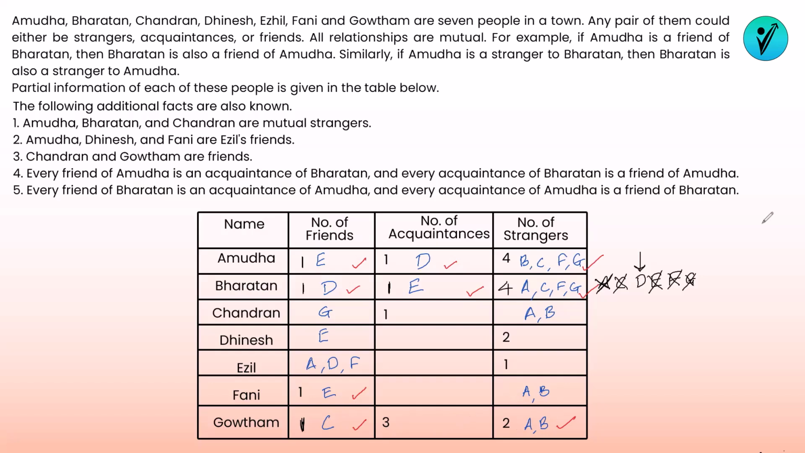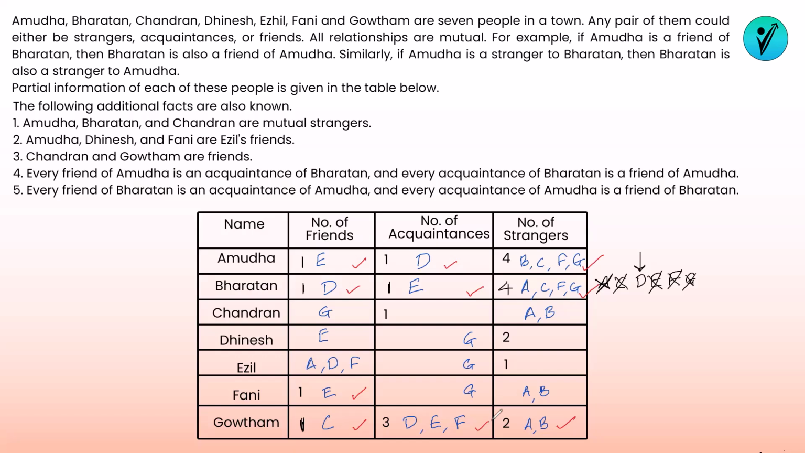A, B, and C are over. That means D, E, and F are remaining. So the three acquaintances that G has are D, E, and F. Likewise, because it's mutual, let's go back and fill up for these people also. G will be an acquaintance. So for D, G is an acquaintance. For E also, G is an acquaintance. And for F also, G is an acquaintance. We've taken care of all the boxes for G as well. So I will give that a tick.